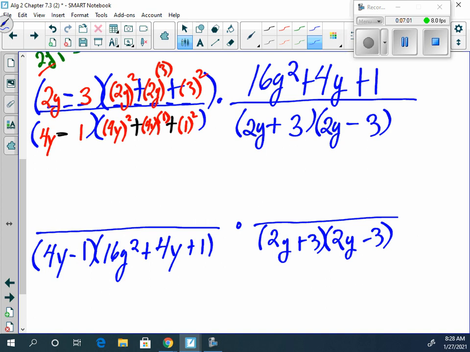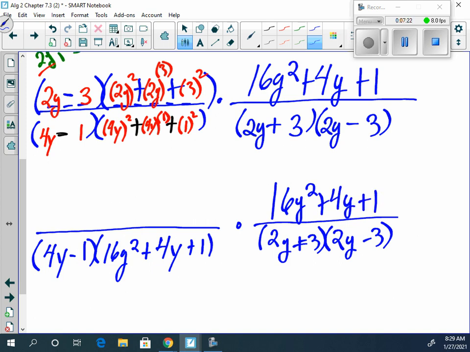Since the signs are different. Yeah, so we could do the square if it was 2y minus 3 and 2y minus 3, or 2y plus 3 and 2y plus 3. When the signs are different, we can't just use the square, unfortunately. So we have this here.